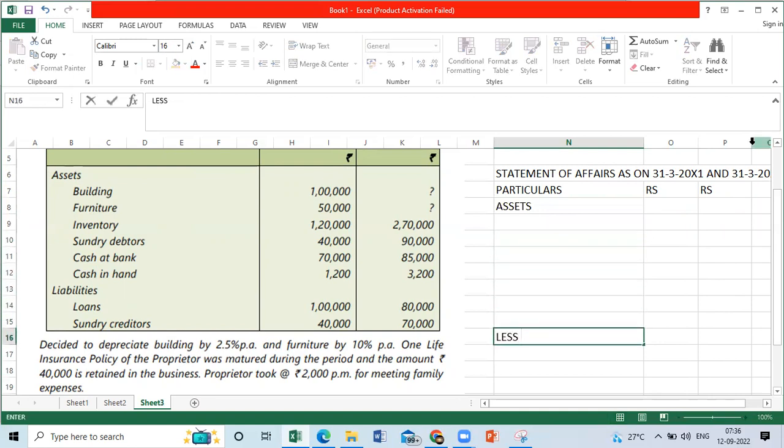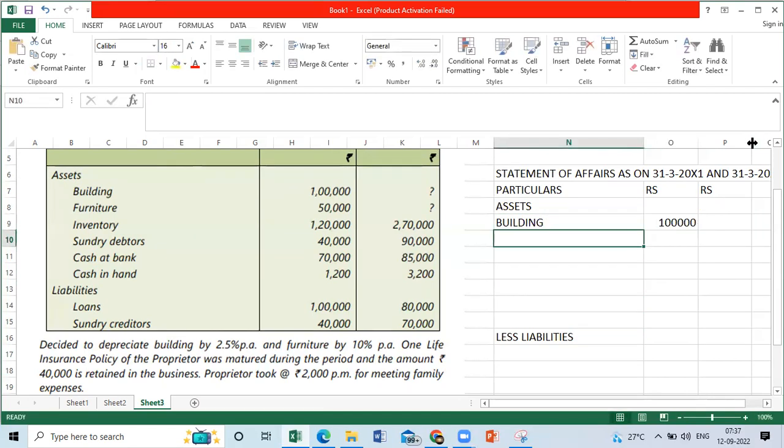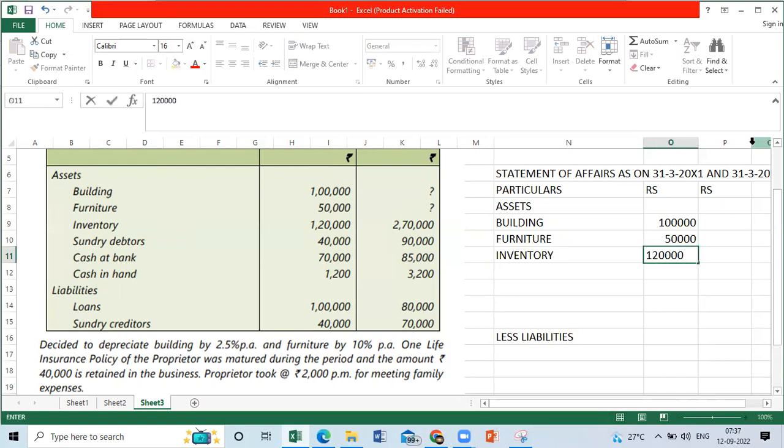Leave 8 to 10 lines, then liabilities. What are the assets we have? Building 1 lakh. We are doing only for the first year right now. Furniture 50,000. Inventory, stock. अरे भैया बच्चा लोग, inventory means stock. Then we have debtors. Then we have cash at bank, that is bank balance. Then we have cash in hand, that is cash balance. Here comes my total.